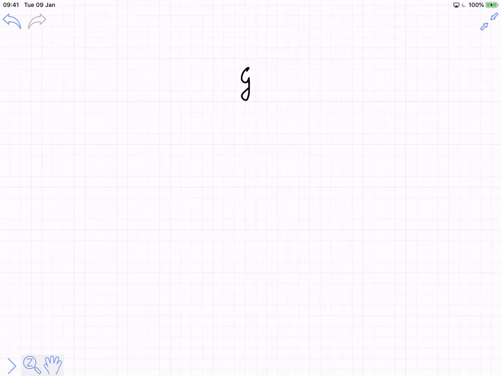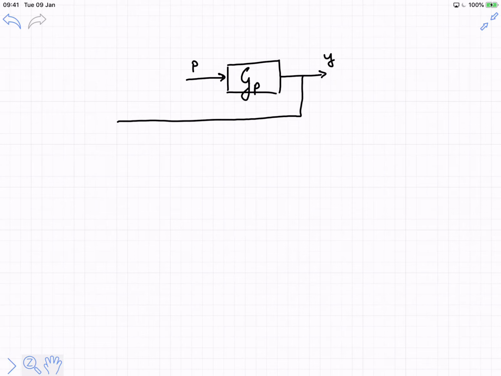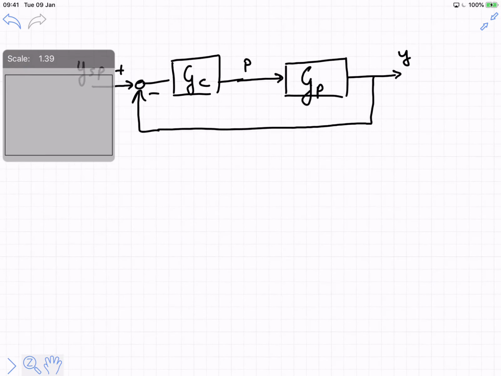We have a system which is being manipulated by a controller. The controller occurs in this part of the block diagram, and this is the standard control loop. So here we have our standard feedback control loop.